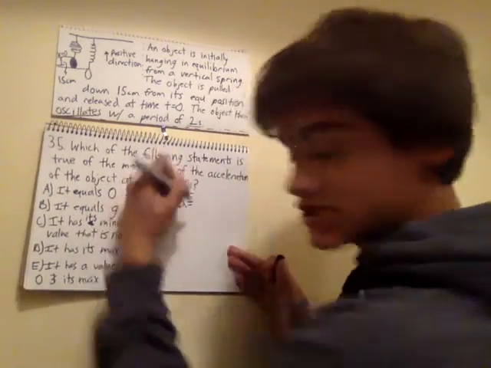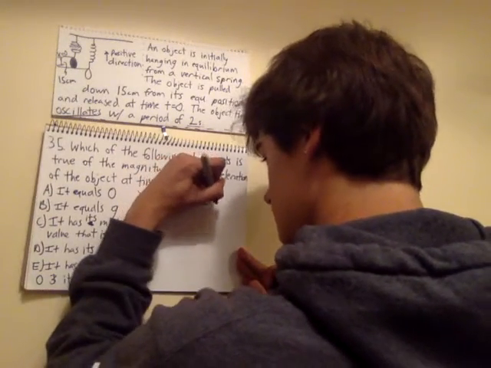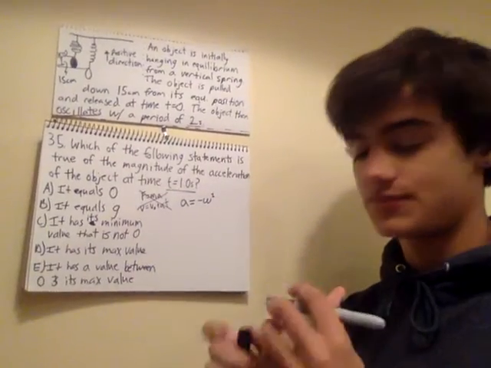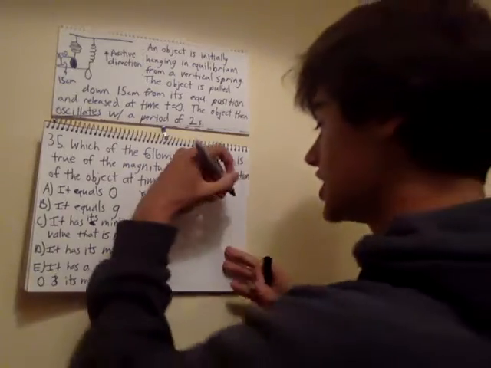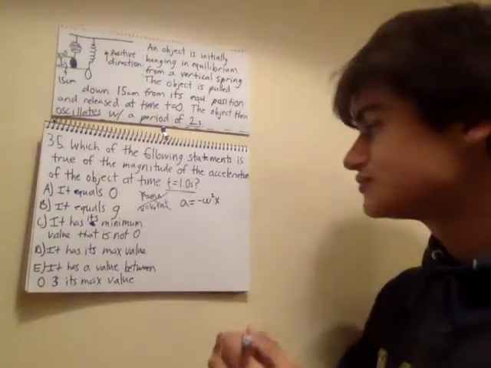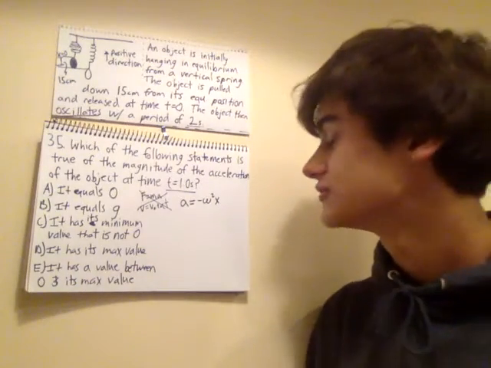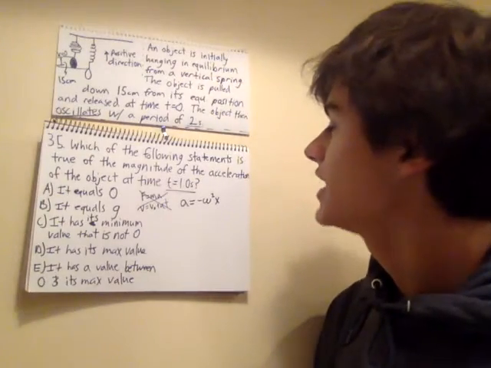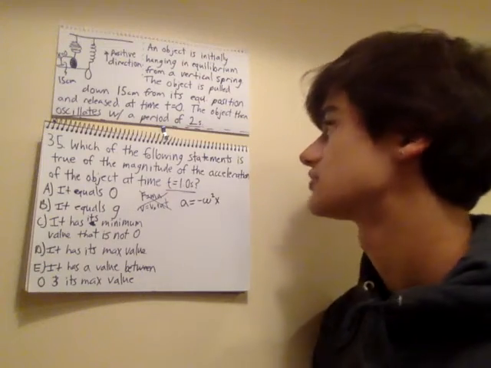It is a equals negative omega squared times x, omega being the angular velocity and x being the displacement. So this is the equation that's going to help us here, to find the magnitude of the acceleration of the object at time t equals 1 second.